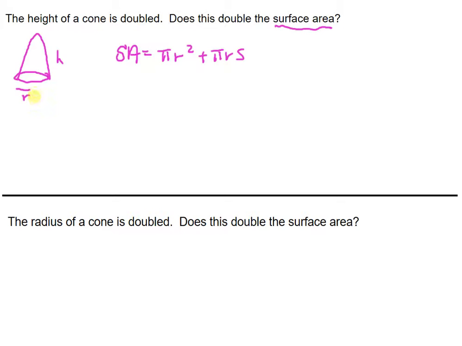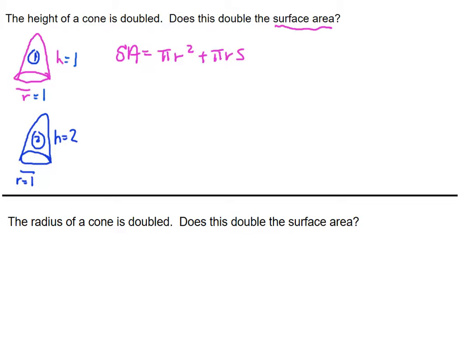So let's say that the radius, let's pick really nice numbers. Let's say the radius is 1 and the height is 1. Okay, now let's have a second cone. So this is going to be cone number 2 and that's going to be cone number 1. The second cone, the radius is going to stay as 1, but this time let's double the height. So let's put in a 2.